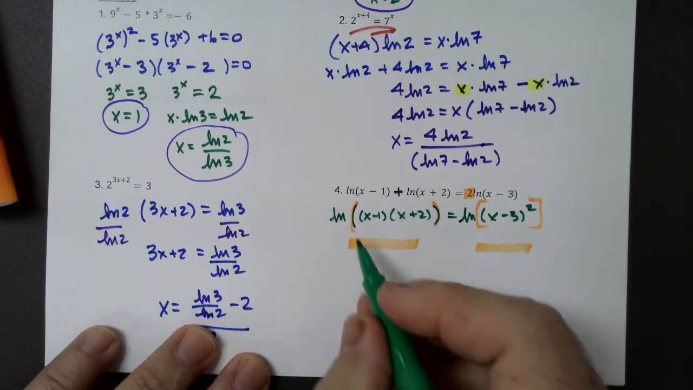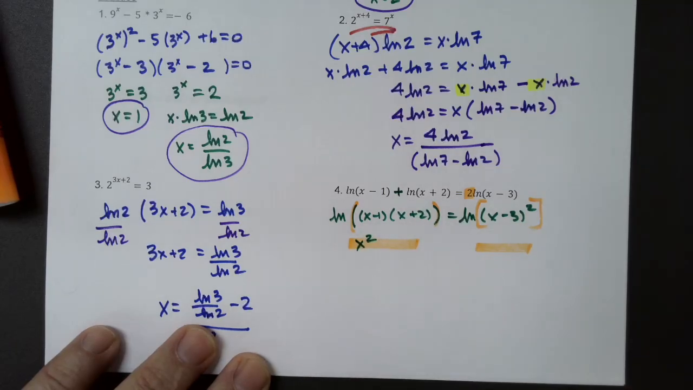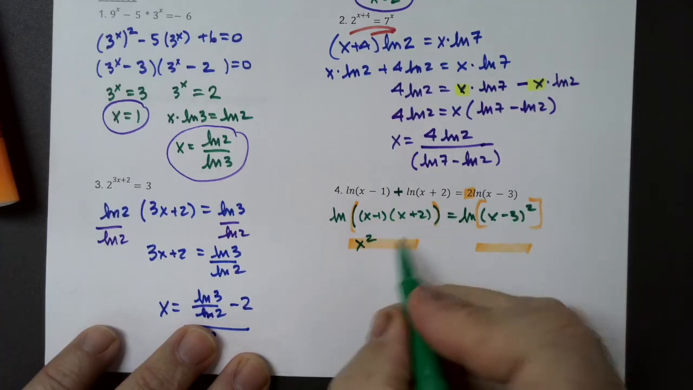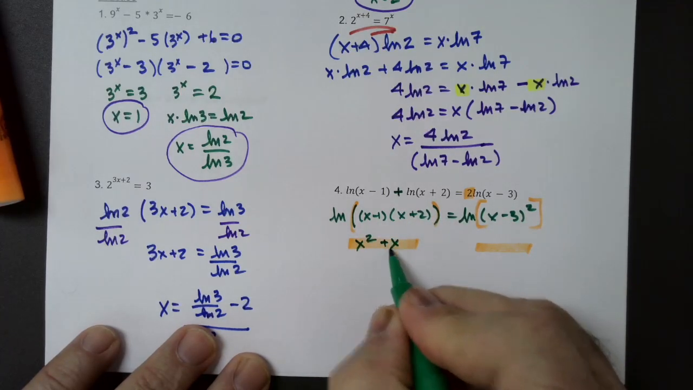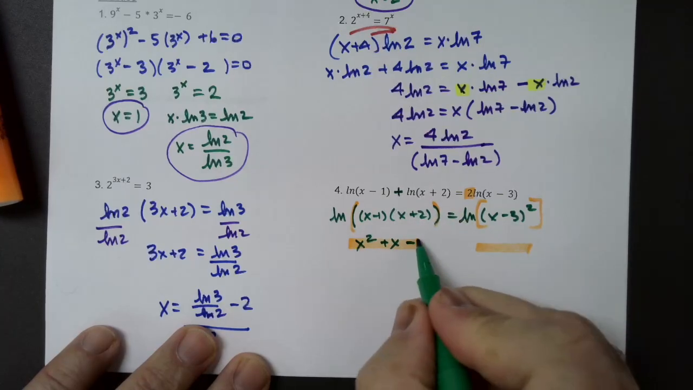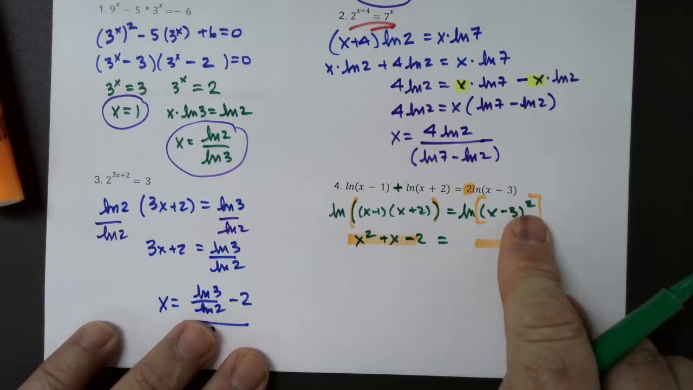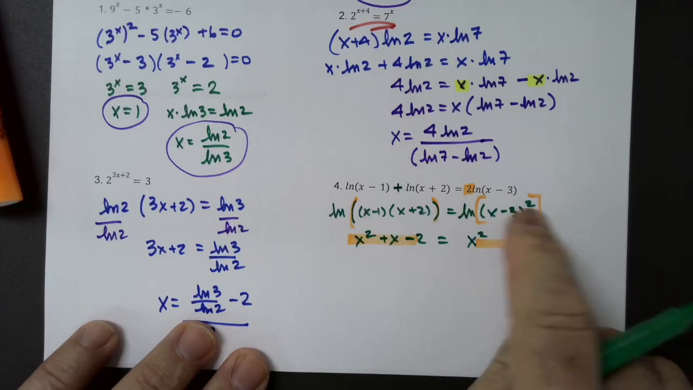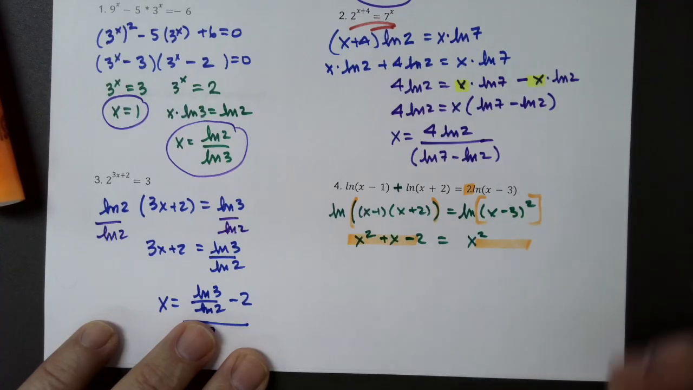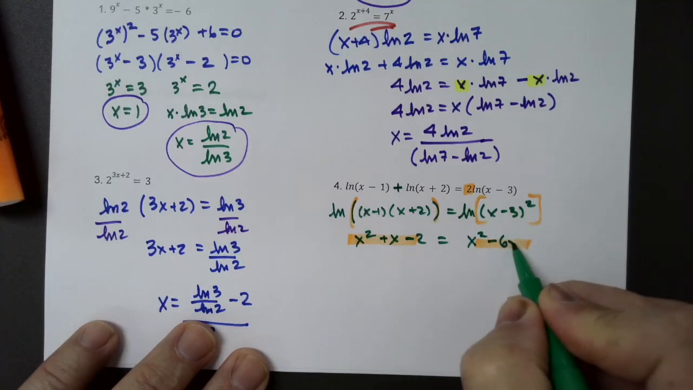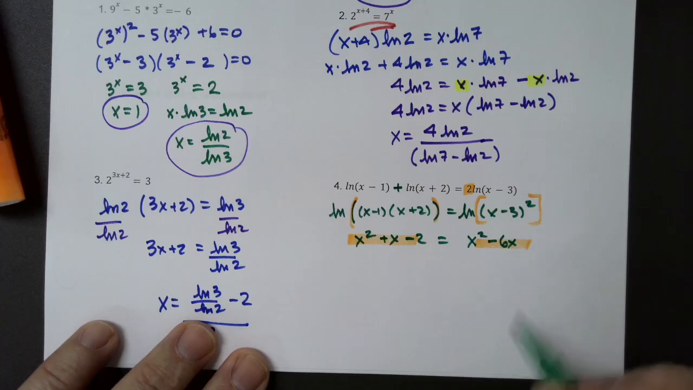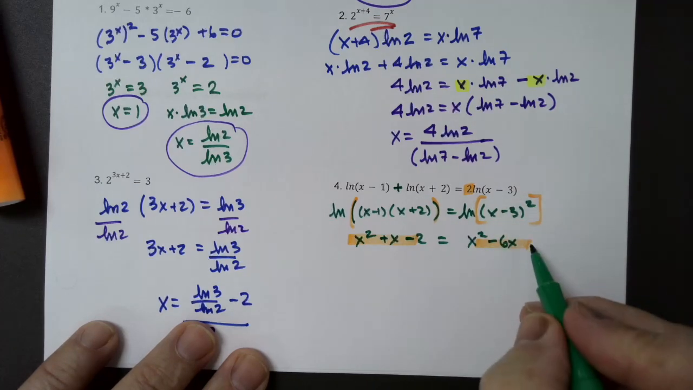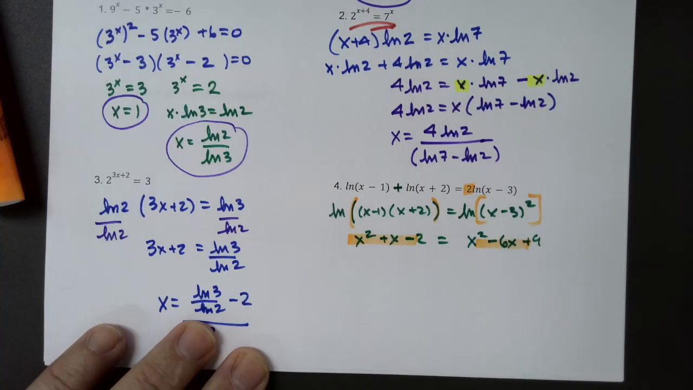We can FOIL this through and get x squared plus 2x minus x would be plus x, and then minus 2 equals, and square this guy. We know how to do that. We square it, and then the negative 3x gets doubled to make us a negative 6x. And then negative 3 times negative 3 will give us a positive 9.